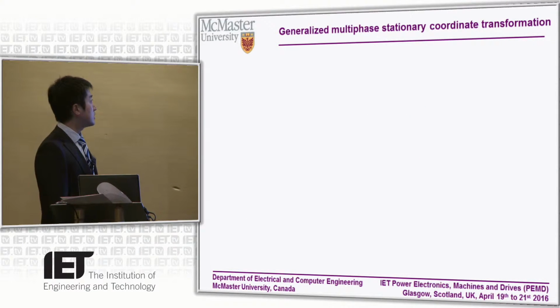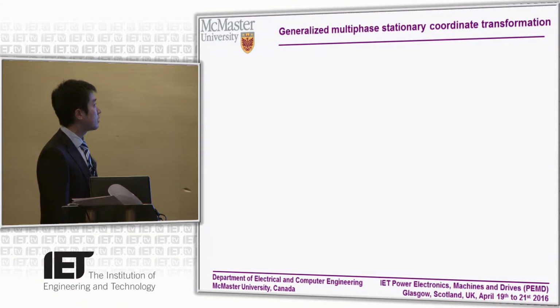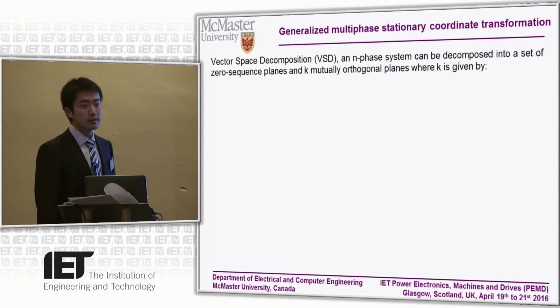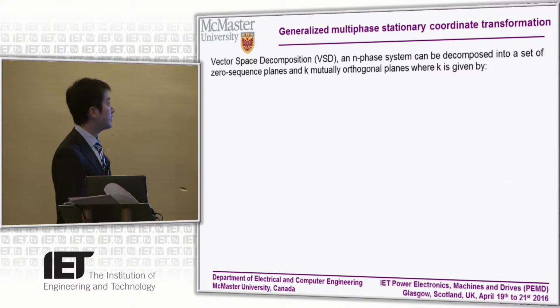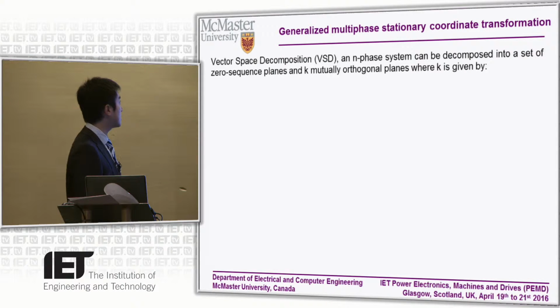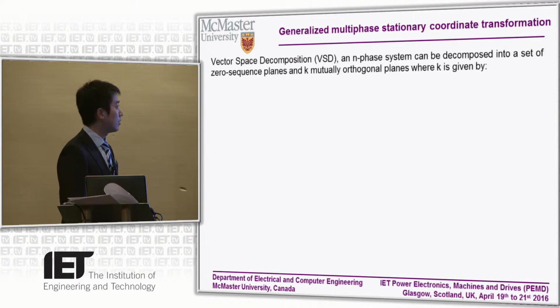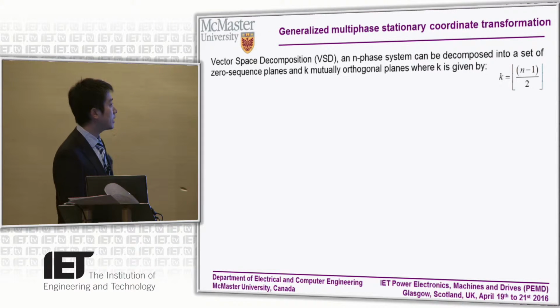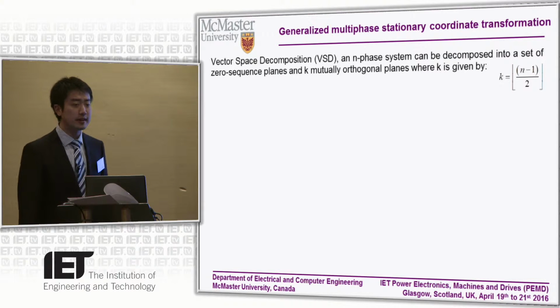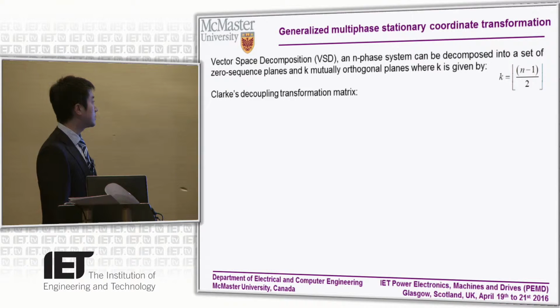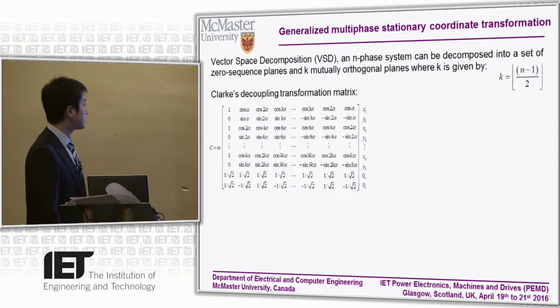So let's turn to the generalized multi-phase stationary coordinate transformation. Vector space decomposition, VSD, is a method used to simplify and decompose the n-phase system into a set of zero sequence planes and k mutually orthogonal planes, where k is given by k equals (n-1)/2, where n is the phase number. The general Clarke's decoupling transformation matrix is given by this equation.